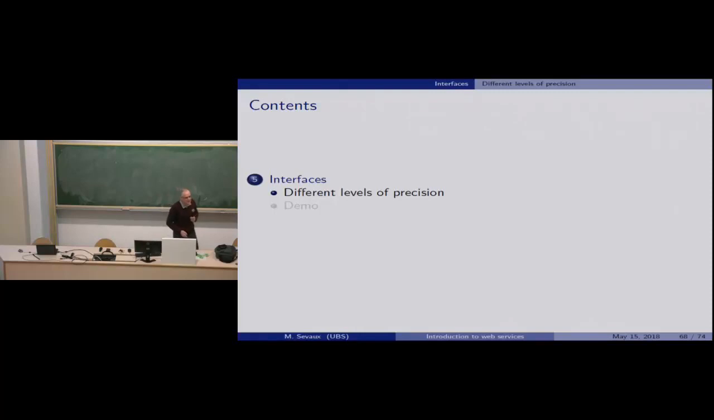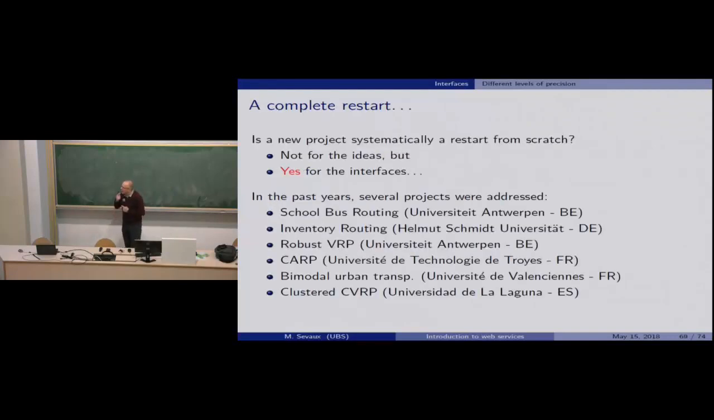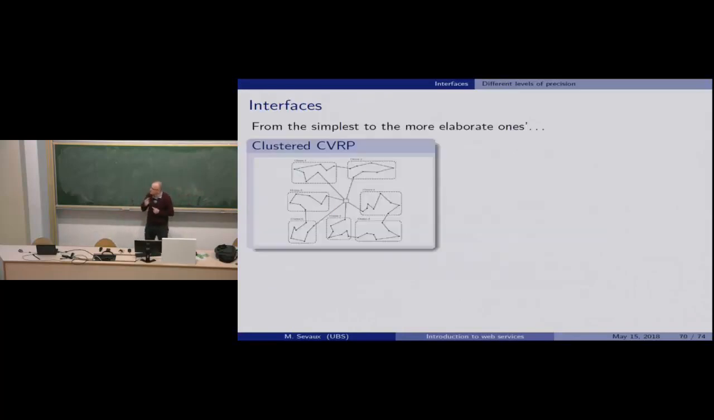Interfaces, this is not our job. It is very complicated when you come to define an interface. And I've worked on several routing projects in the past. This is the list of the projects I have here: school bus routing, inventory routing, robust VRP, CARP, bimodal use, urban transportation, or cluster VRP. And not for all these problems was I keen on writing an interface. Some of them we need.